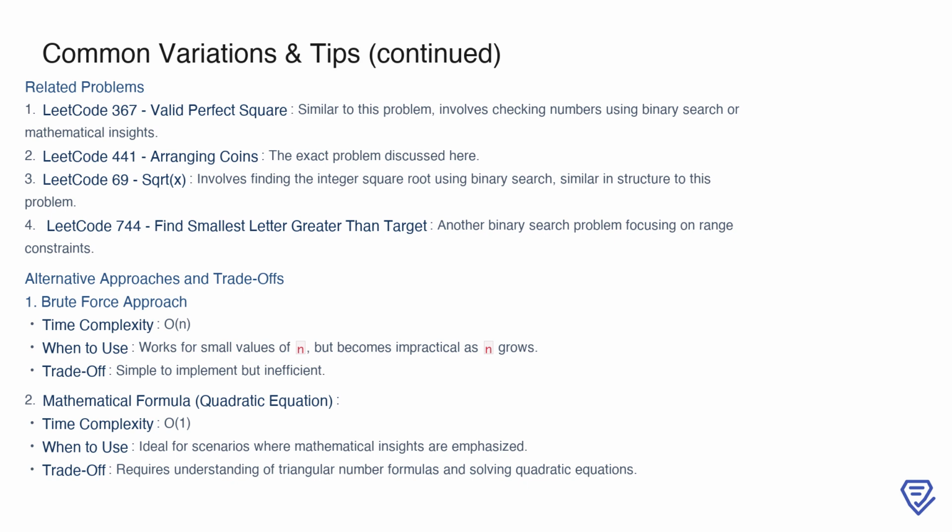Beyond related problems, it's worth exploring alternative approaches and their trade-offs. The brute force approach is one option, with a time complexity of O(n). While it's simple and straightforward to implement, it becomes impractical as n grows larger. This method works well for small values of n but falls short in terms of efficiency. On the other hand, using a mathematical formula, such as solving a quadratic equation derived from the triangular number sequence, is highly efficient with a time complexity of O(1). This approach is ideal for scenarios that emphasize mathematical rigor but does require a solid understanding of the underlying formulas.